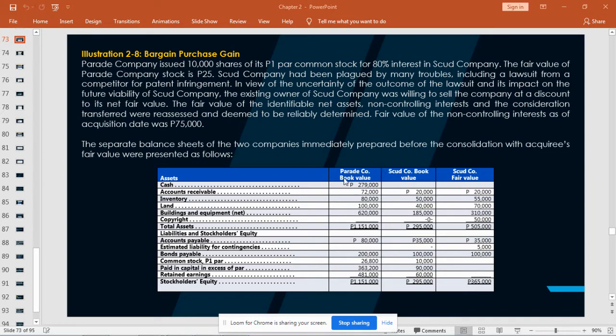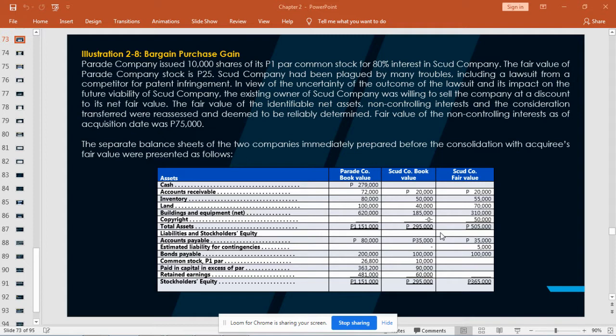Ang ating acquirer, ito yung balance sheet niya, separate. Ang total asset natin is 1,151,000. Then, for SCUD Company, ang ating subsidiary, we have a total asset of 295,000 and a total liability of 135,000. Yung fair value ng SCUD Company would show a total asset of 505,000 and a total liability of 140,000.